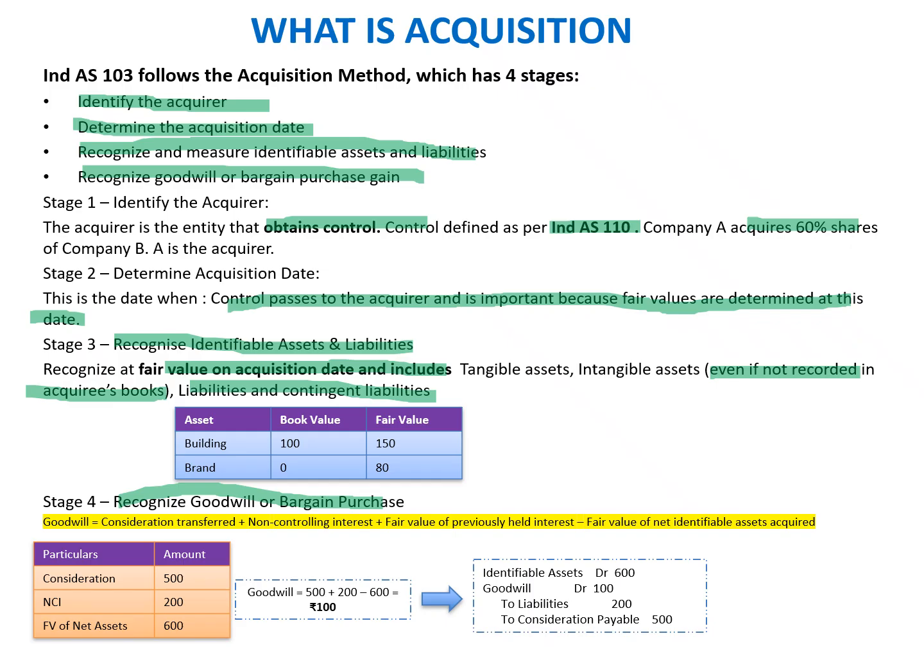So goodwill is 100. So the entry is identifiable assets and goodwill debited by 100, to liabilities and the consideration payable of 500. We'll talk about this in more detail, with more examples, in the upcoming slides.